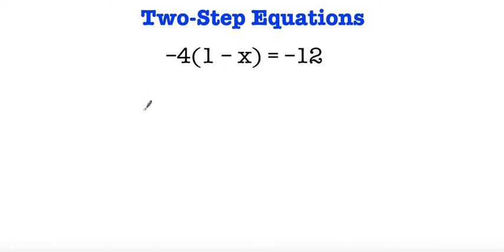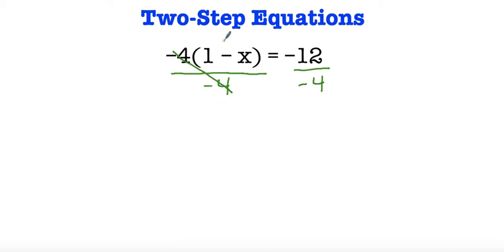And here we have negative 4 times 1 minus x is equal to negative 12. And remember that we could simply divide both sides by negative 4 to cancel that out. Since it's multiplication, we're going to do the opposite and we're going to divide. And whatever we do on the left side, we have to do on the right side. So the negative 4 divided by negative 4 is just 1.